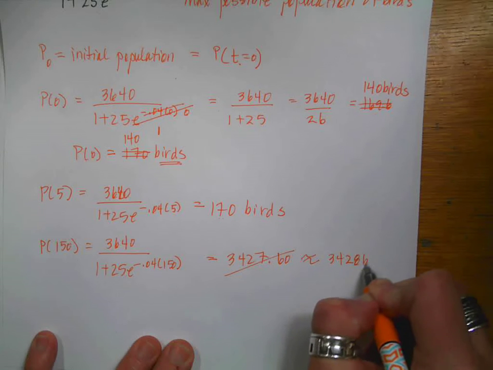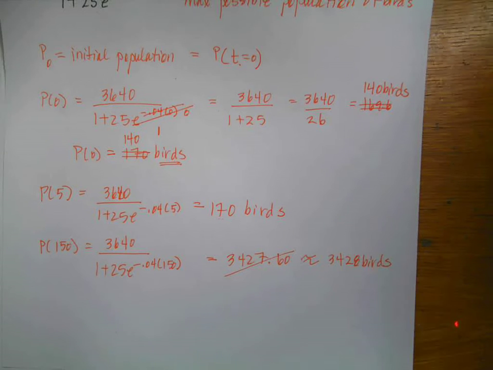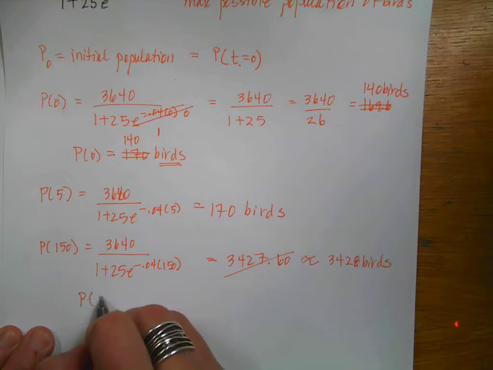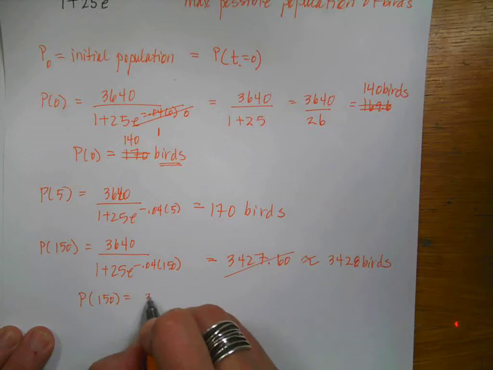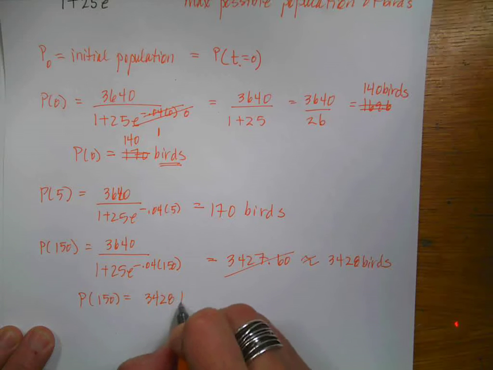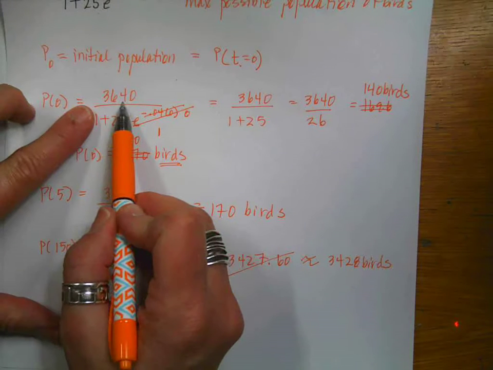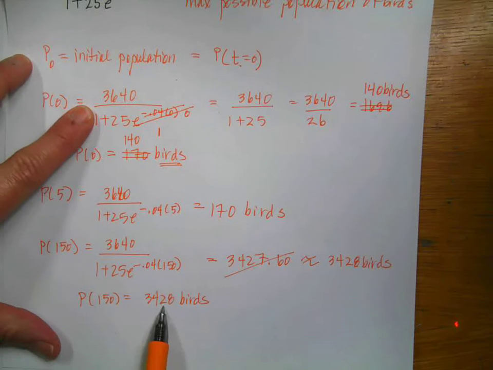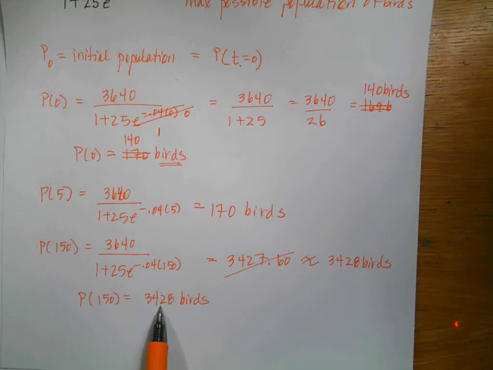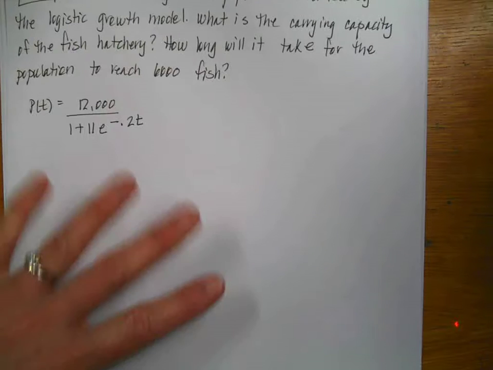So we're going to round that number to be 3428 birds. Okay, and I'm going to change my thing there. So then I'm going to report P of 150 is equal to 3428 birds. Notice that our carrying capacity is 3640, and in 150 years we're approaching that capacity, but we're not quite there. So at some point, the population of birds will actually stop growing.